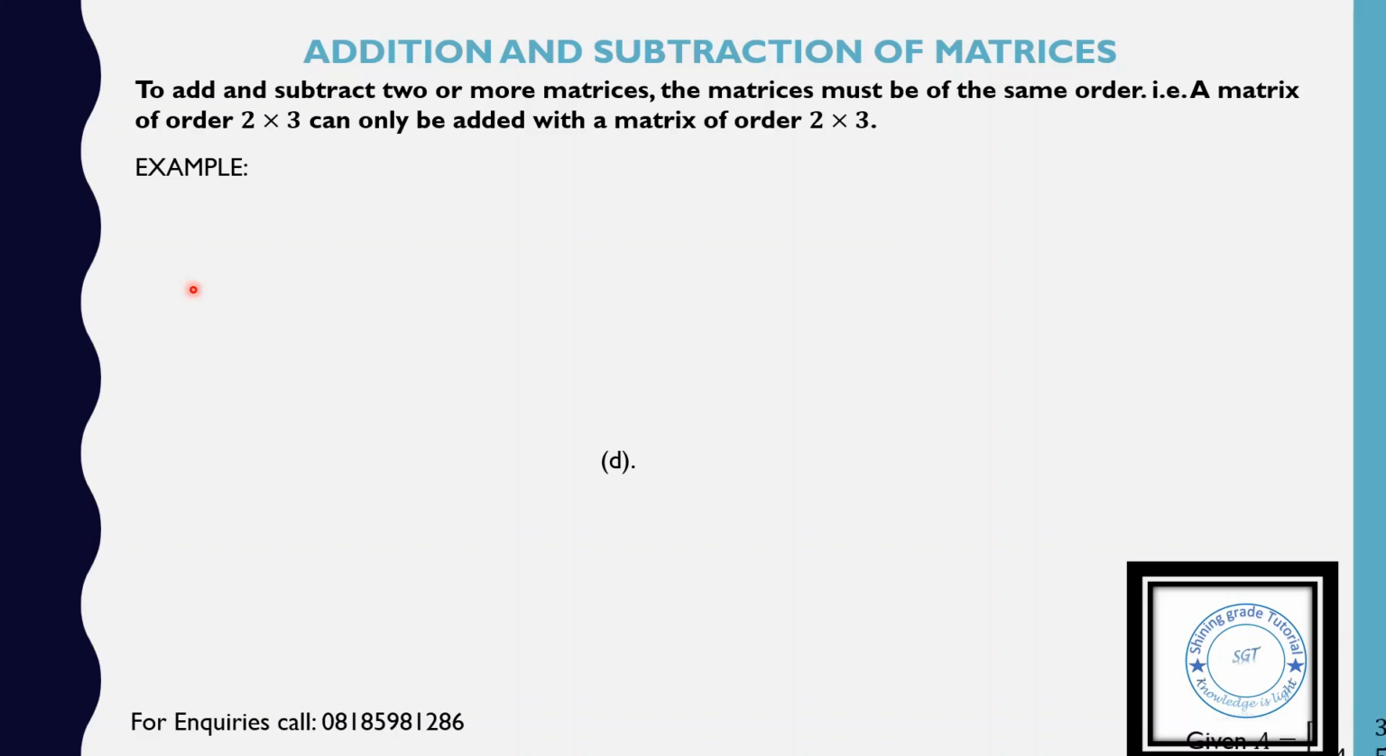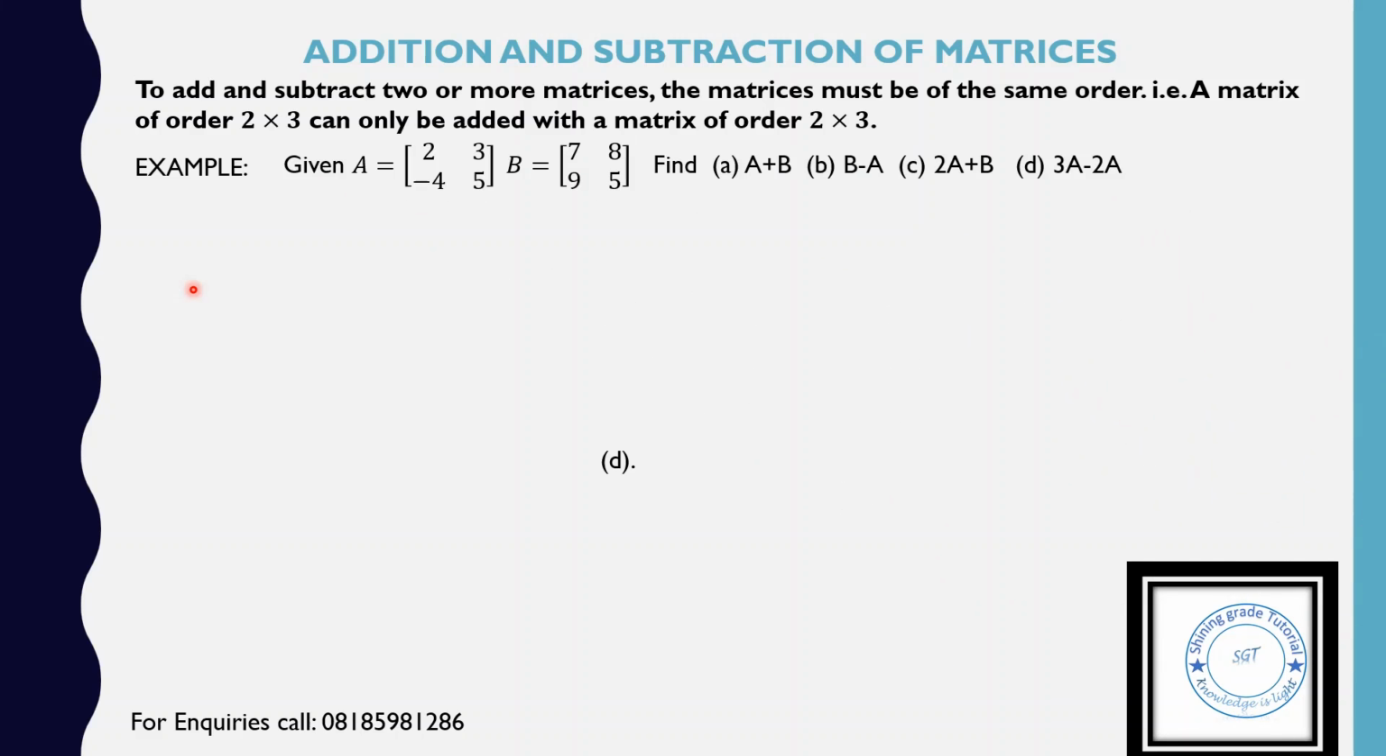Let's take an example on that. Look at this example. You are given matrix A, which is 2, 3, minus 4, 5, a matrix of 2 by 2, and matrix B, which is 7, 8, 9, 5, a matrix of 2 by 2 as well. They must have the same order. The condition has been met. This means we can add and subtract them.